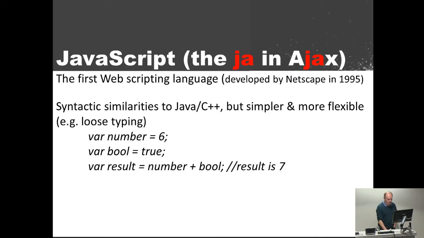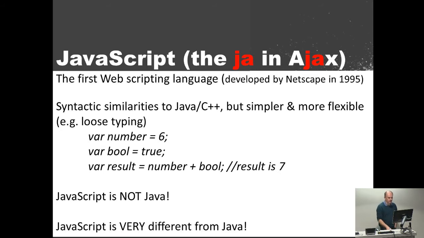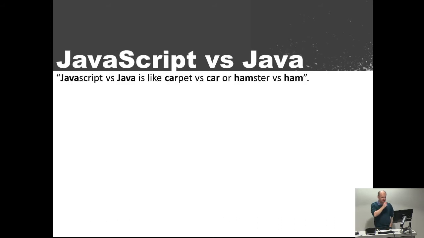Okay. But JavaScript is not Java. There are similarities. They have similar ancestors, but they are very different. So someone said that JavaScript versus Java was like carpet versus car and hamster versus ham. Okay, just happened that the first letters are similar.